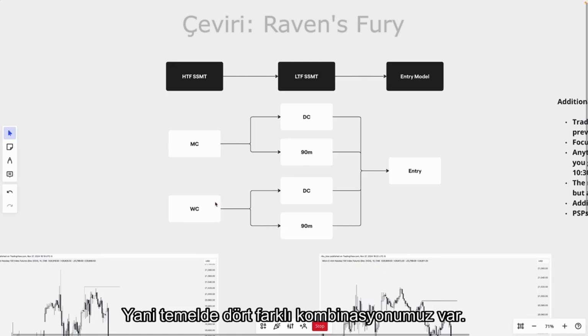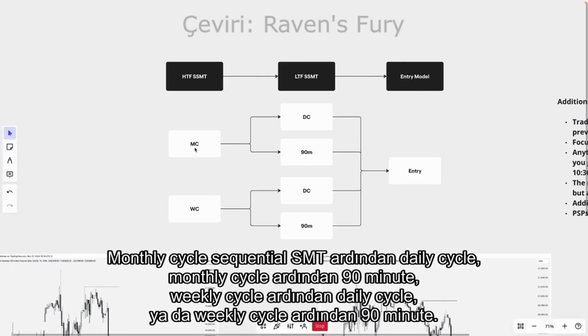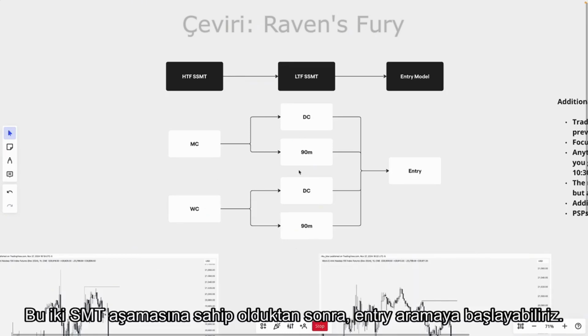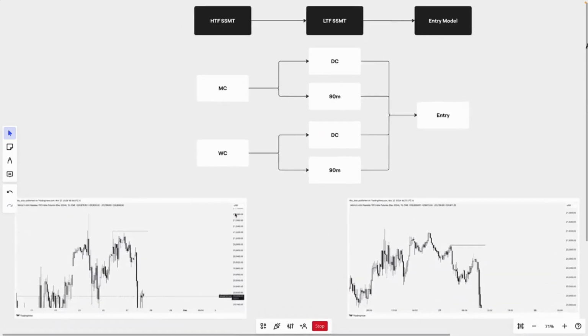So there's essentially 4 combinations that we can have. We can have a monthly cycle sequential SMT followed by a daily cycle, monthly cycle followed by a 90-minute, weekly cycle followed by a daily cycle, or weekly cycle followed by 90-minute. And then once we have these 2 stages of SMTs, that's where we can look to have our entry.